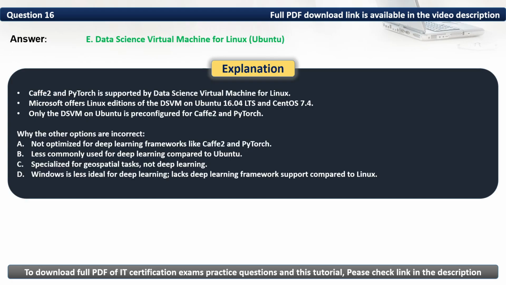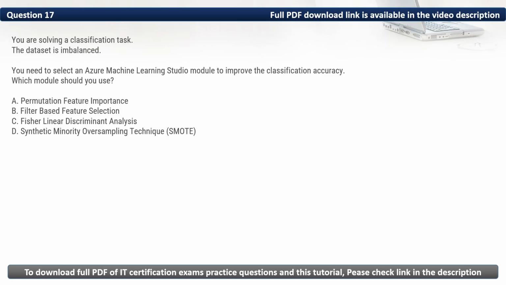Caffe2 and PyTorch is supported by DSVM for Linux. Microsoft offers Linux editions of the DSVM on Ubuntu 16.04 LTS and CentOS 7.4. Only the DSVM on Ubuntu is pre-configured for Caffe2 and PyTorch. Question 17. You are solving a classification task. The dataset is imbalanced. You need to select an Azure Machine Learning Studio module to improve the classification accuracy.